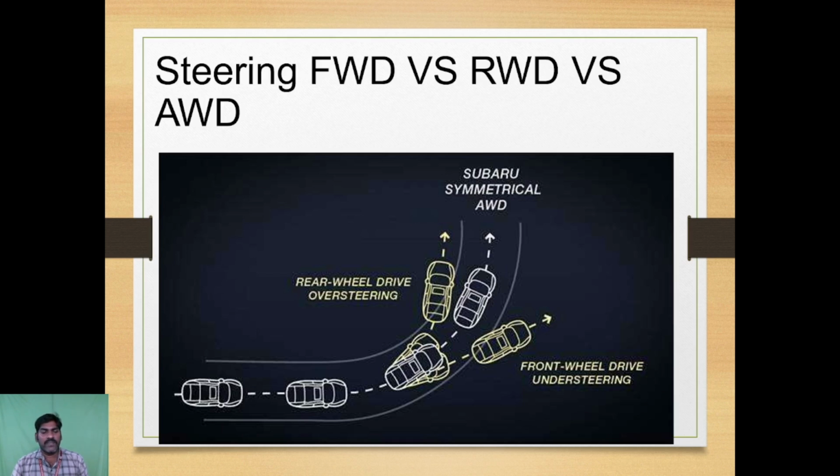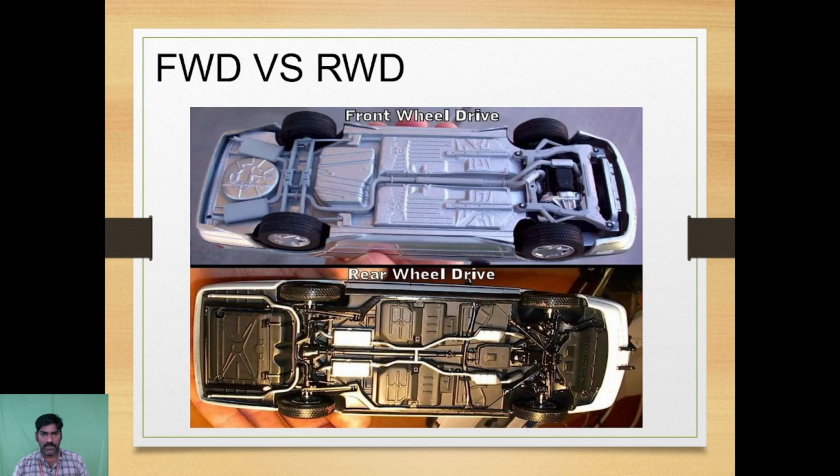Rear wheel drive: oversteering. Front wheel drive: understeering. And then symmetrical AWD. And then forward and then reversed. First, front wheel drive; second, rear wheel drive.